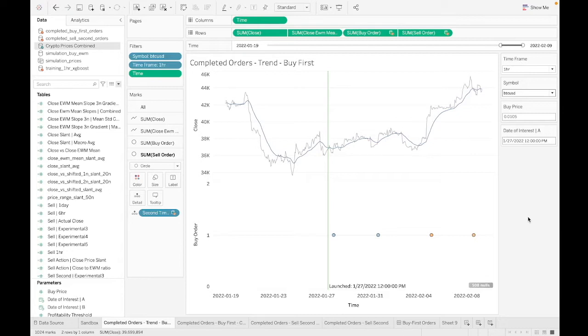Then the blue line is an exponential smoothing applied to the actual price of whatever symbol I'm looking at. In this case, we're on Bitcoin versus the US dollar. The time granularity here is hourly, so this system is running on hourly decision making.